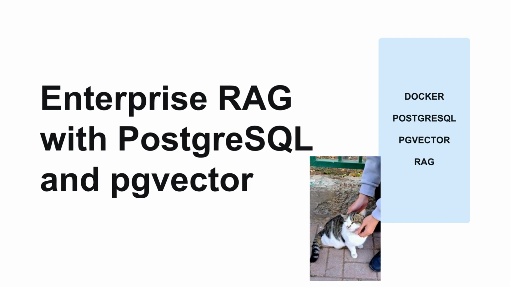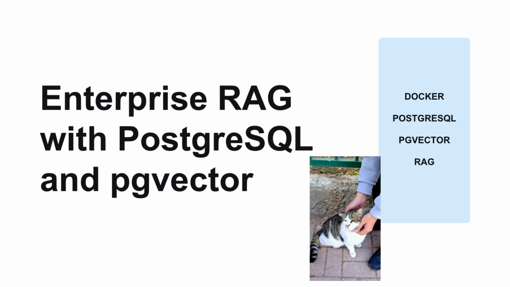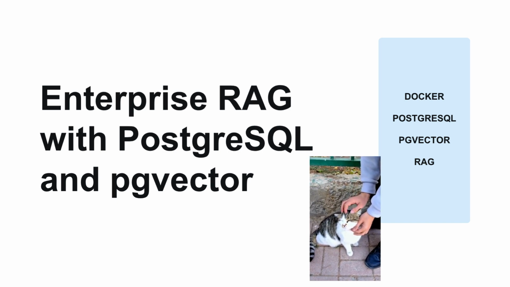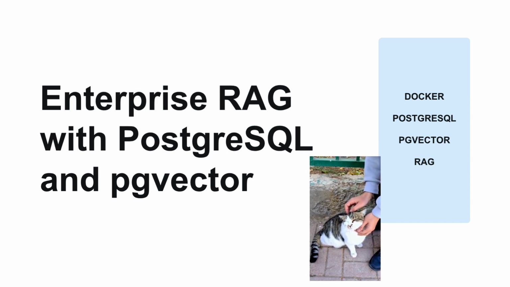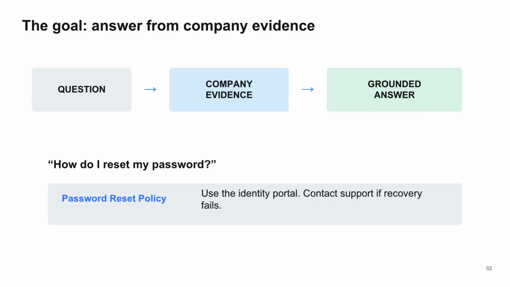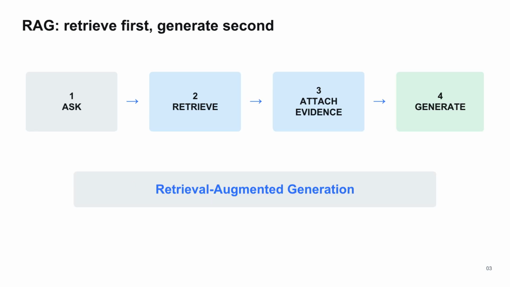This lesson introduces enterprise RAG visually. The goal is to understand what Docker, PostgreSQL, pgvector, embeddings, transactions, and connection pools each contribute. The system should not answer only from a model's memory, it should first find relevant company evidence. Here, the question leads to the password reset policy, and the answer uses that policy. This is the central purpose of RAG.